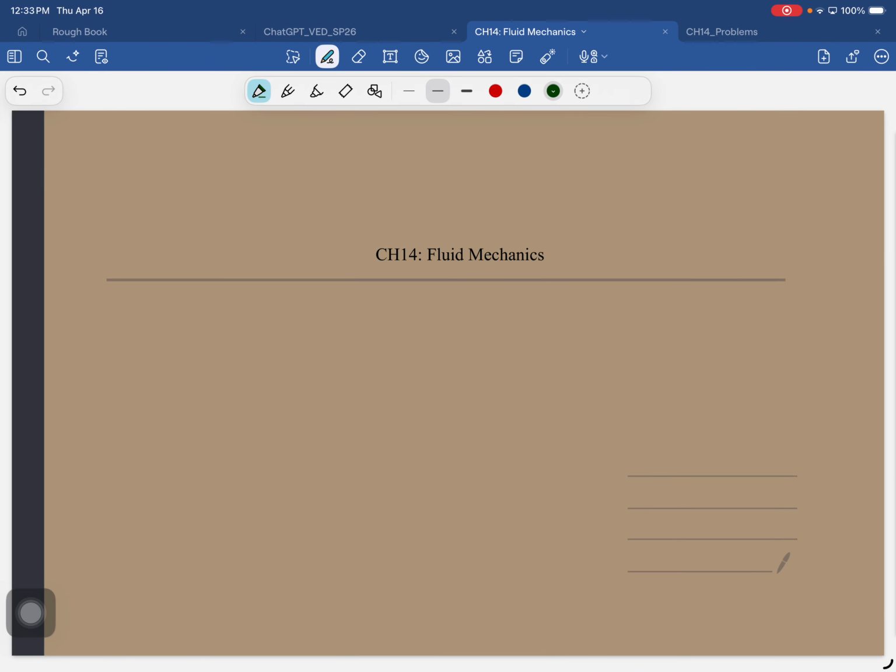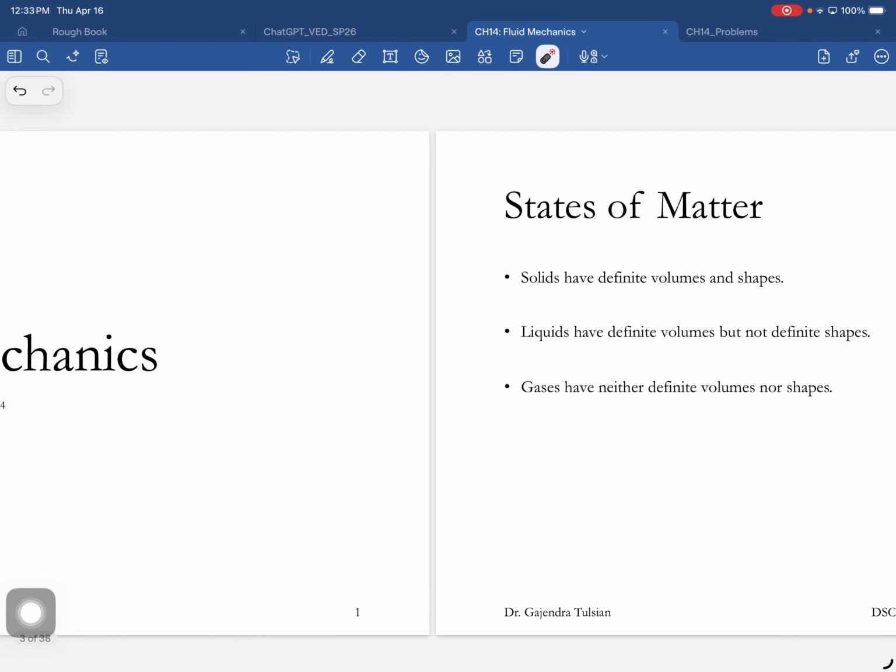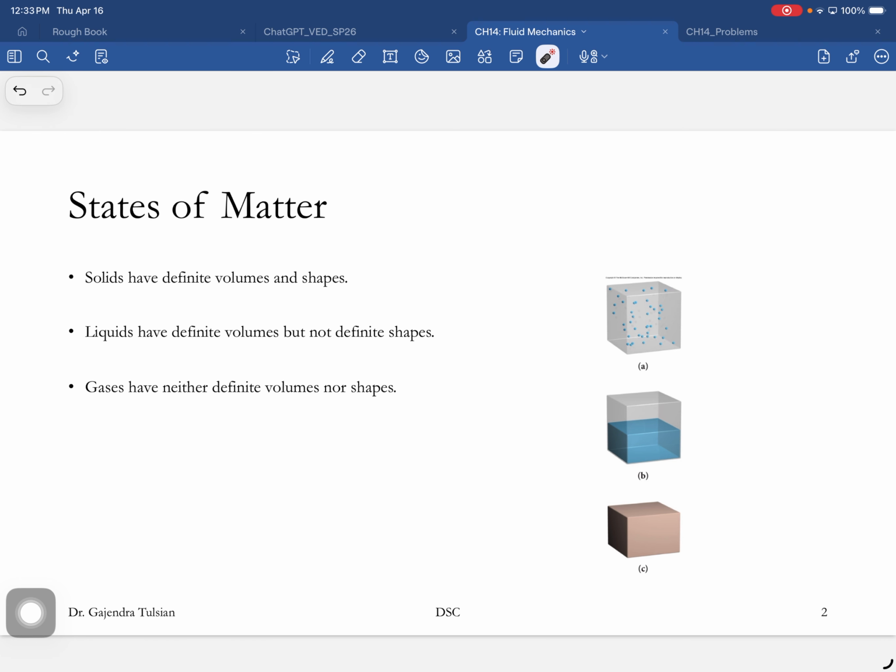What we're going to do is apply Newton's laws to fluids in this chapter. Okay, so this is fluid mechanics. So let's start off by looking at the three states of matter that you're familiar with: gases, liquids, and solids.